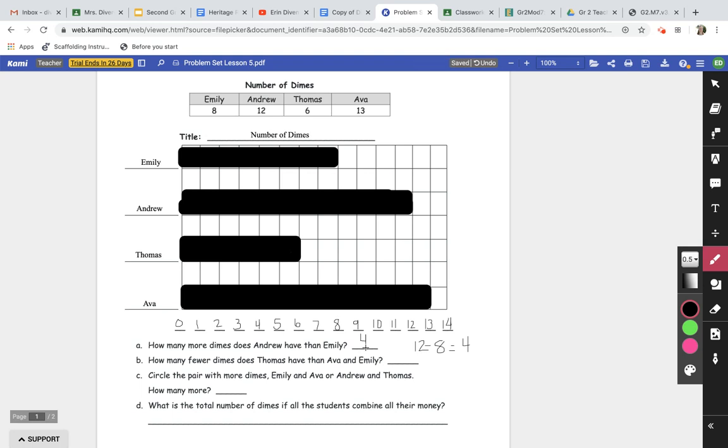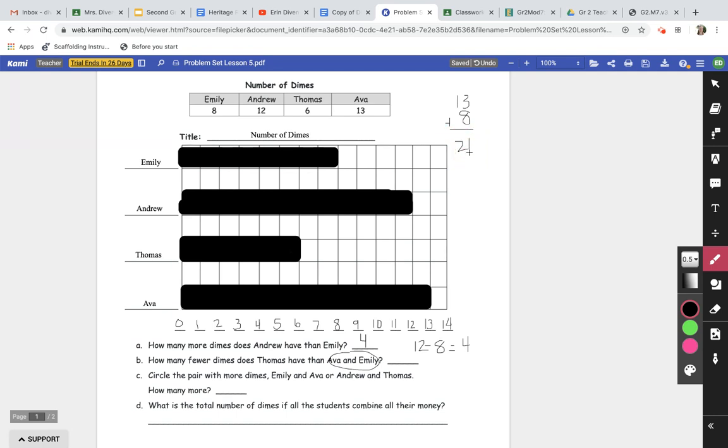Okay, letter B. It says, how many fewer dimes does Thomas have than Ava and Emily? So I like to circle it so I can see who are the two that we're adding together. So if we look at Ava and we look at Emily, Ava has 13. I'm going to do it up here at the top. Okay, Emily has 8. So I'm going to add those two together. 13 plus 8 is going to give me 21.